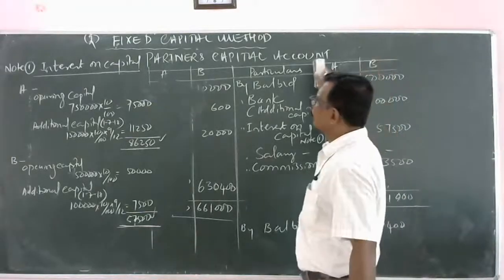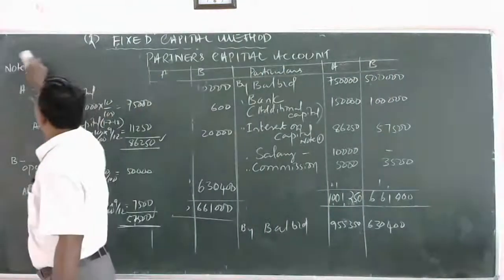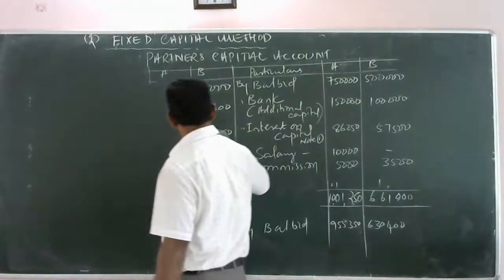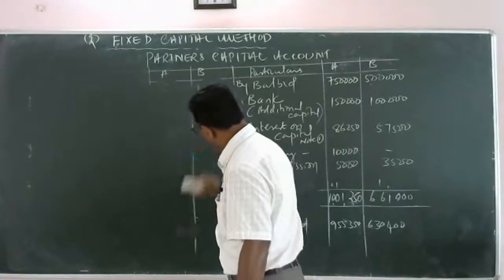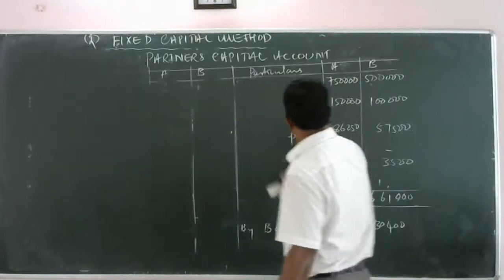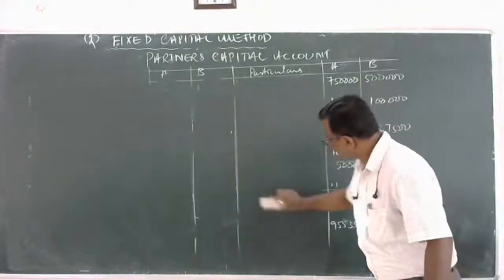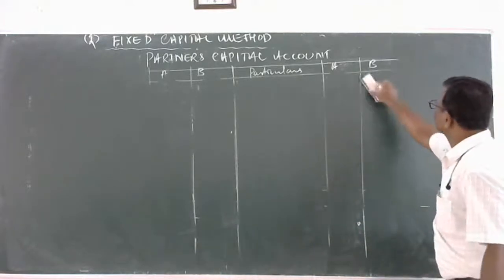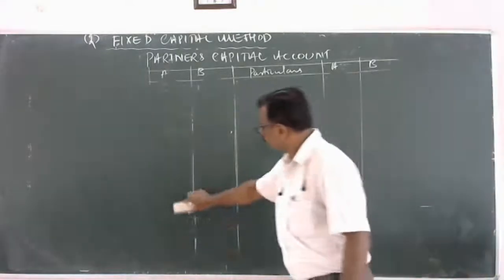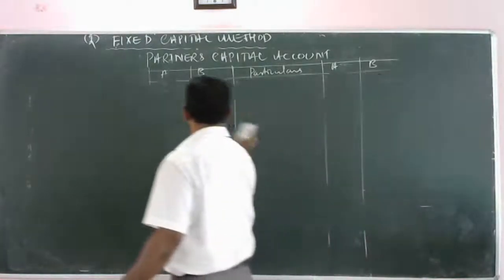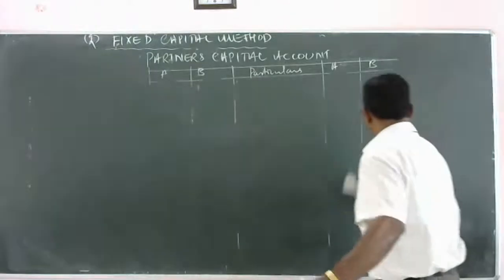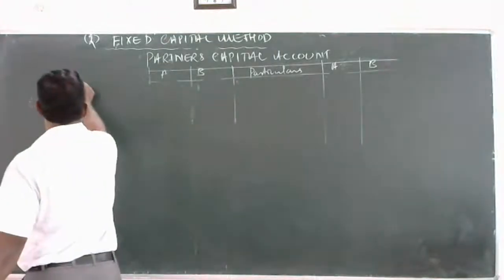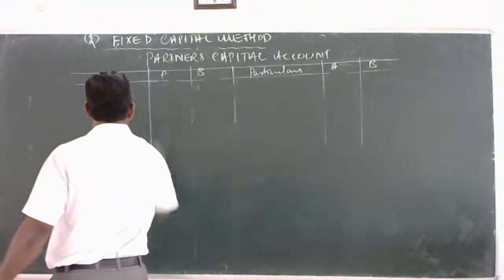Suppose if you solve this problem under the fixed capital system, you have to prepare two accounts. One is the partners capital account. Prepare partners capital account, A and B. Only one entry will be there, that is opening capital and additional capital. No other entry will be there in the capital account of the partners under fixed capital system.